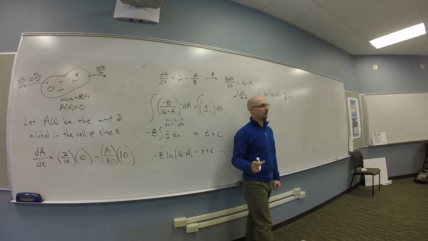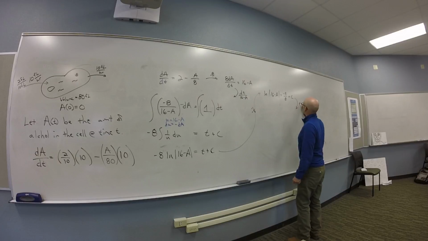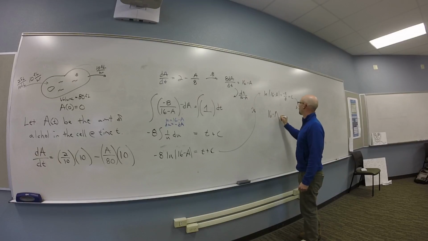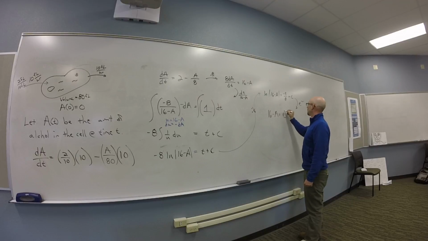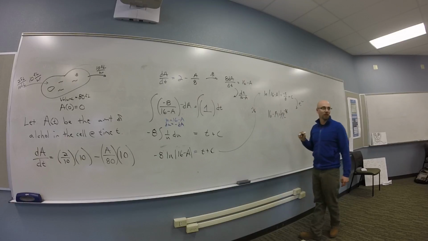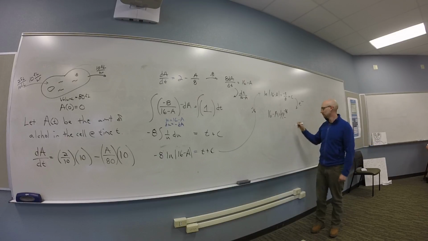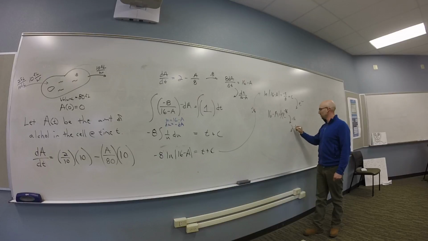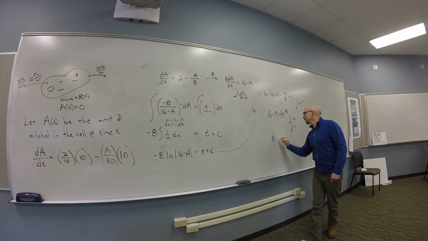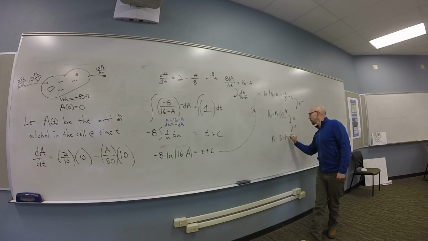And then slap an e to the stuff on both sides. So you get 16 minus A is e to the minus t over 8 times some other constant, calling it k for kicks. And then what? Minus 16, divided by minus 1. Perfect. Subtract 16, multiply by negative 1, get A is 16 minus k e to the minus t over 8.